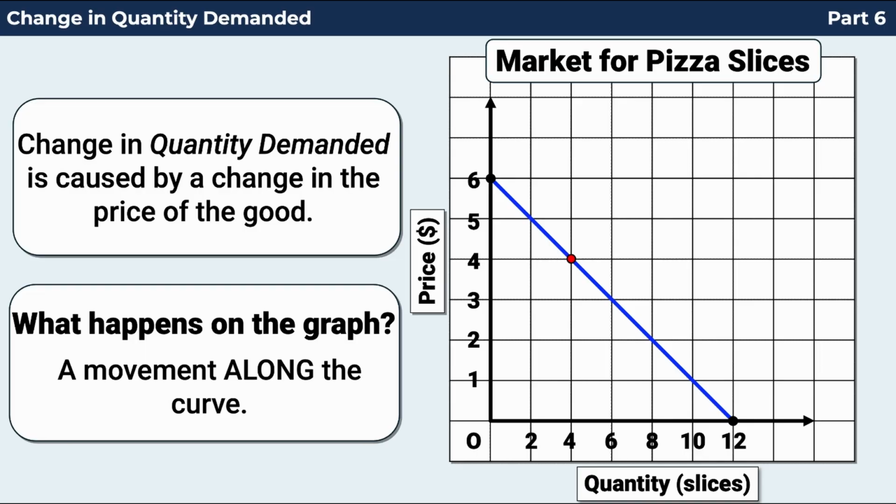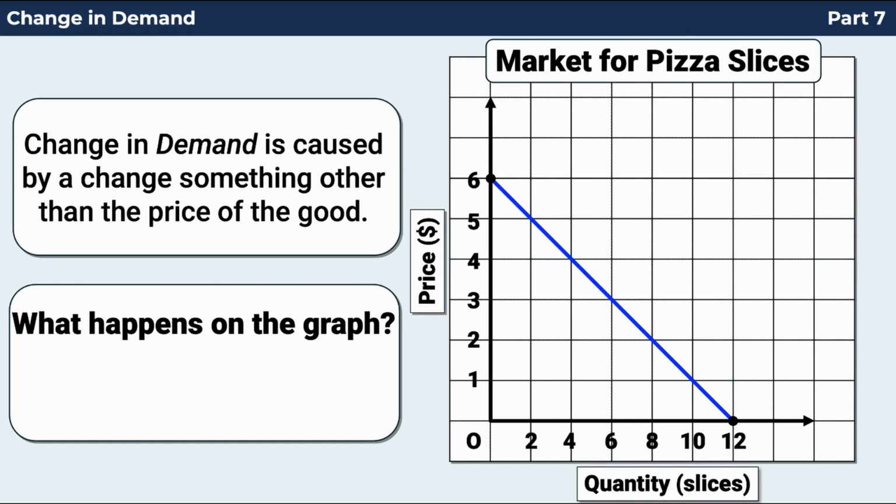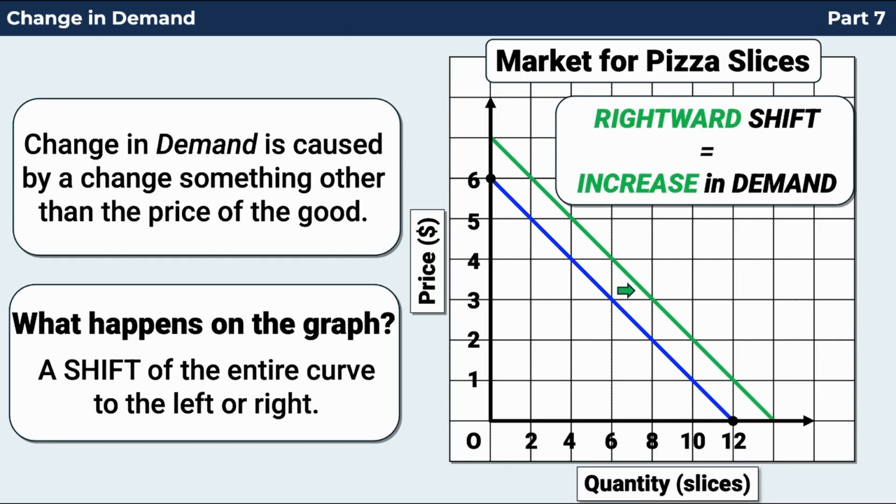Now, many students will confuse this with something called a change in demand. A change in demand happens when something other than the price of the good changes. And what happens in this case? Well, a shift of the entire curve to the left or to the right. If we shift this entire blue line to the right, we would say this is an increase in demand.